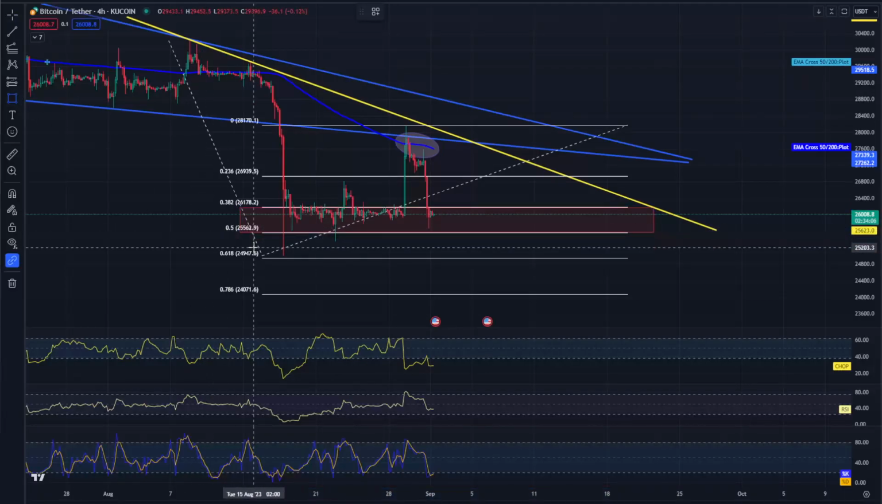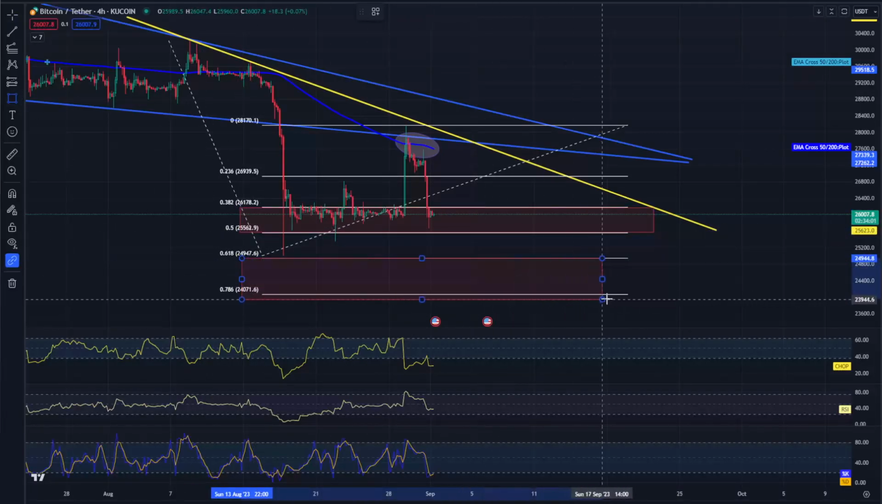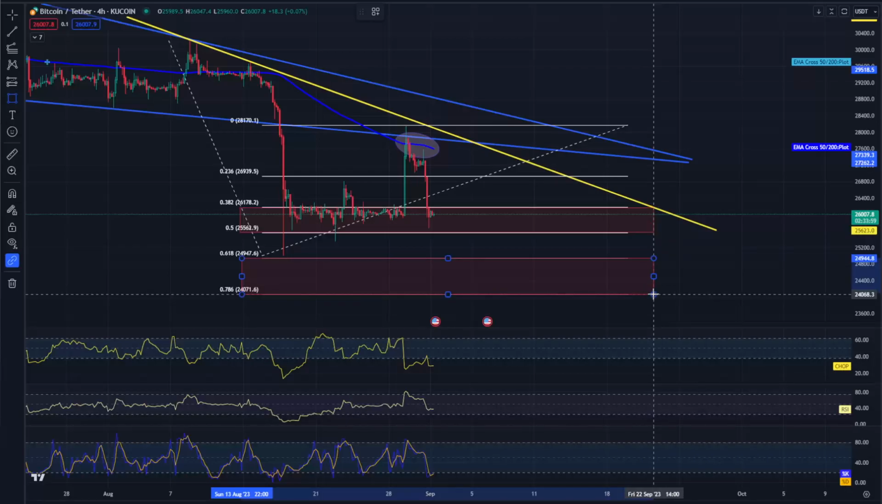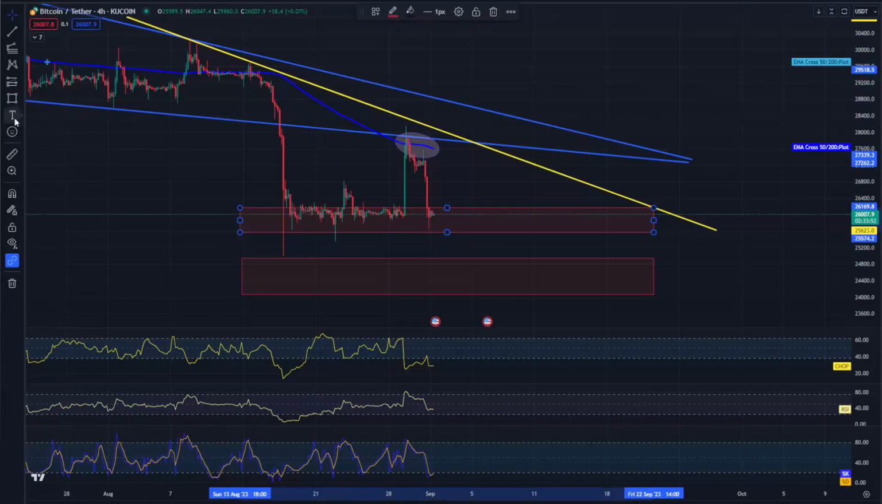However, when we fall from this zone, we can see a drop to the second support zone from $24,944 to $24,068.